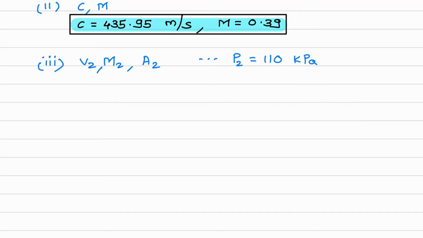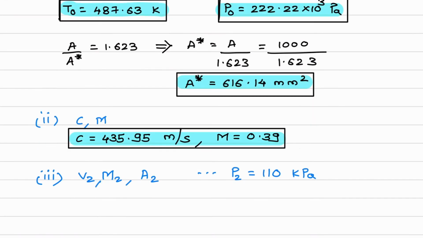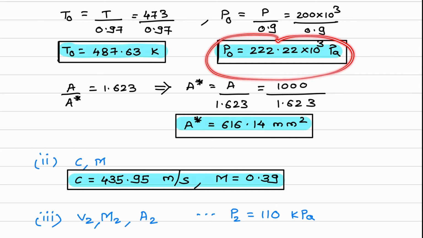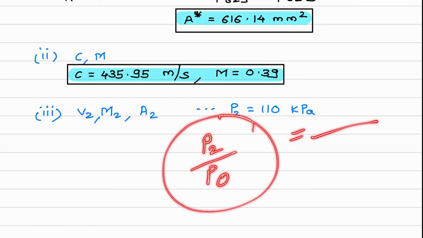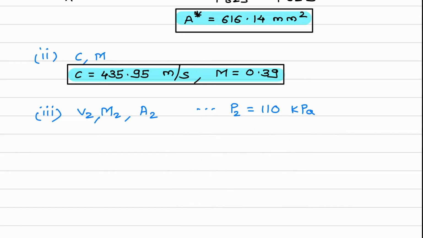Now again we can go to the gas table, where we can read P by P0. How can we read it? Already we have the P0 value over here, and the P2 value is given in the question. This P2 is actually P. So I can calculate P2 by P0, and whatever value I get, I'll search in the gas table. Wherever I get that value, that is point 2, P2 by P0.